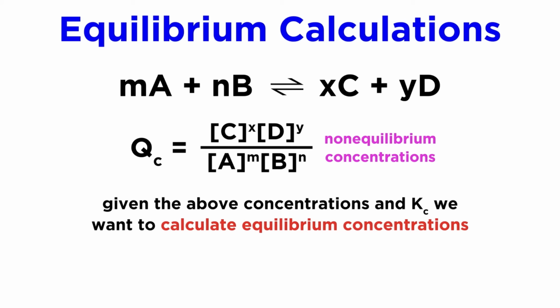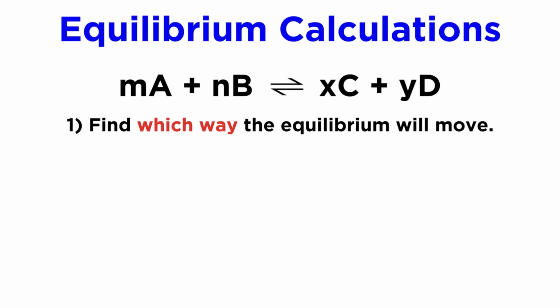Now let's learn how to calculate equilibrium concentrations given some non-equilibrium concentrations and the Kc. To do this, we will need to follow 4 steps. First, we need to know the direction in which the equilibrium will move in order to equilibrate. We can do this by comparing Qc to Kc. If Q is smaller, it will move to generate products. If Q is larger, it will move to generate reactants.